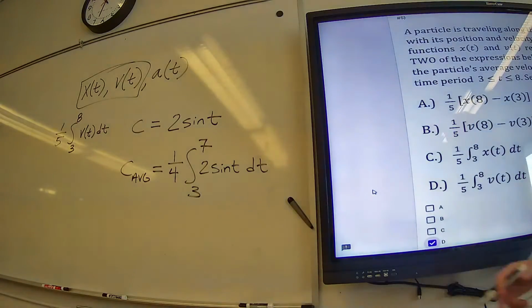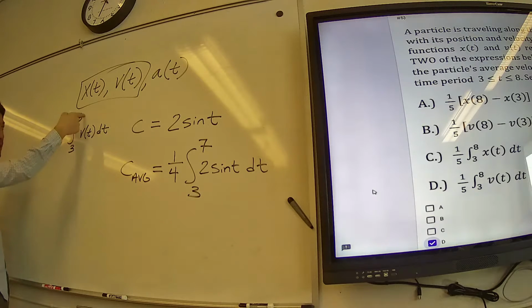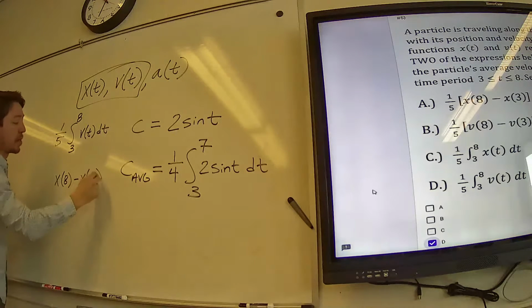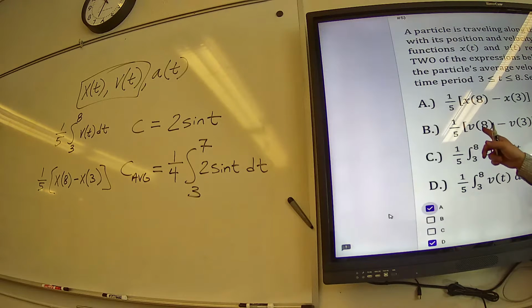What else could we do? Well, what's another way? When you integrate the velocity function, you'd get the position function, right? And you'd plug in the 8 and the 3. So you'd have position at time 8 minus the position at time 3. Okay? Do we feel all right about that? This would also give you the average velocity. Why isn't it B? B would be like the acceleration, right? This right here is the change in velocity divided by the time. So if you wanted the average acceleration, that would give you that.